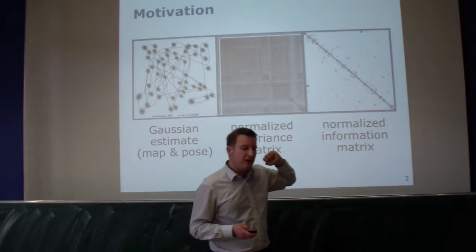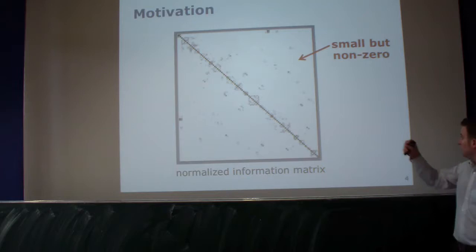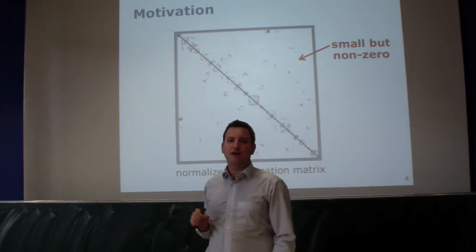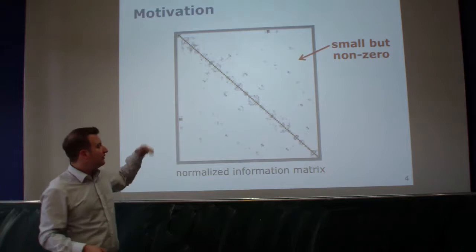They are very small values, but they are non-zero. So all these small elements, which here on the slide may look completely white, are in reality not completely white, they're just close to zero. But by inverting this matrix, this leads to this completely dense covariance matrix.